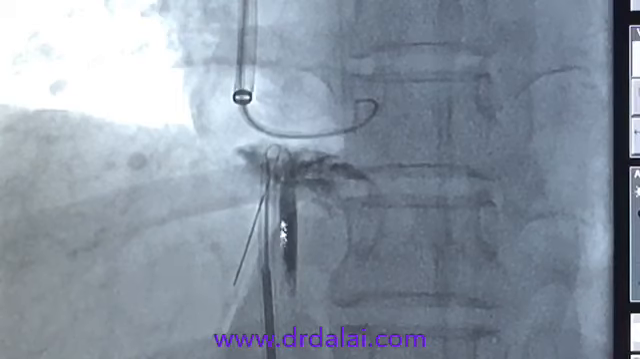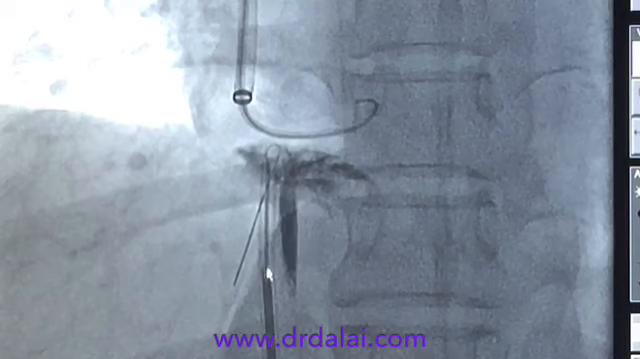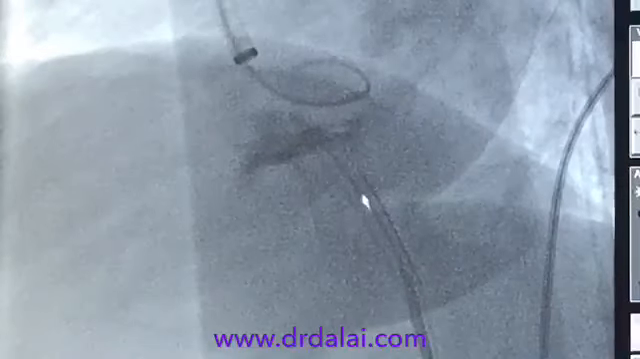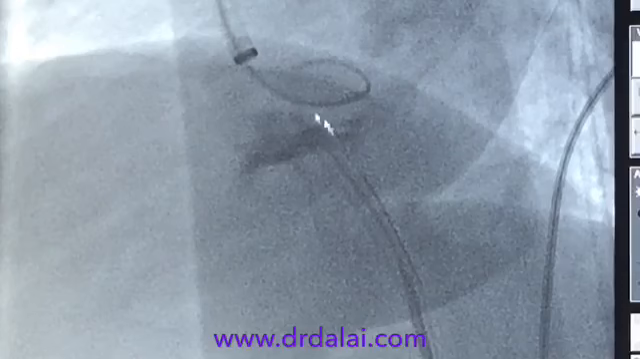So the Chiba is over here, the 14 wire is over here, the sheath is over here, and the septal puncture needle is over here. And I am trying to approach it, and I will go to the lateral. In my experience, you just have to try to go anterior.